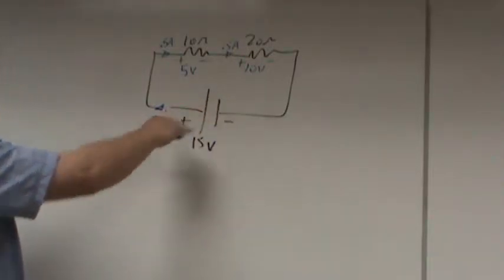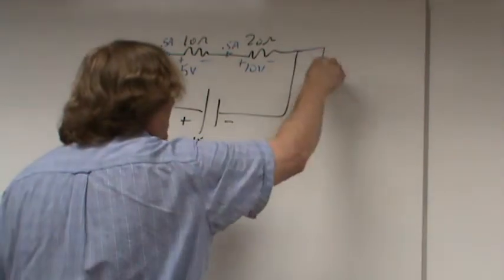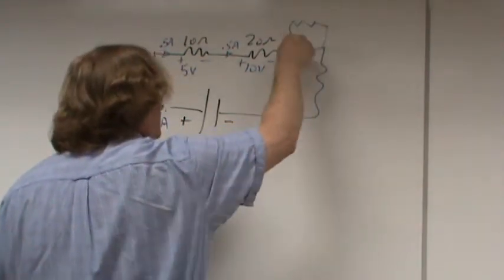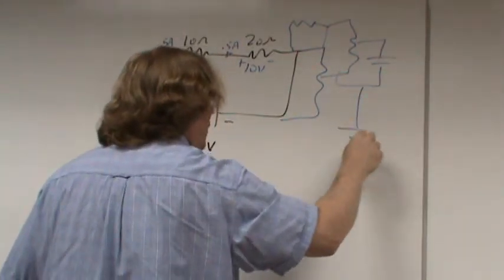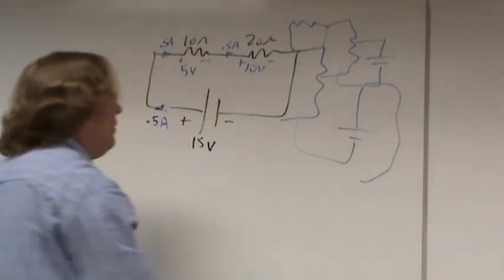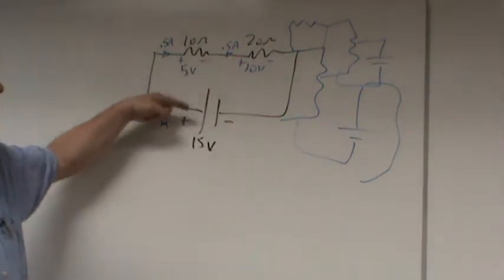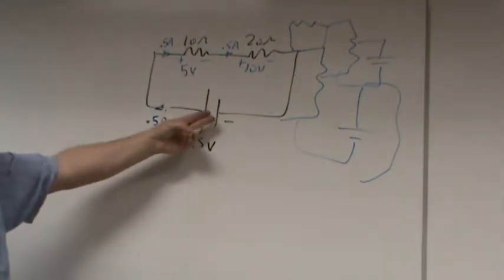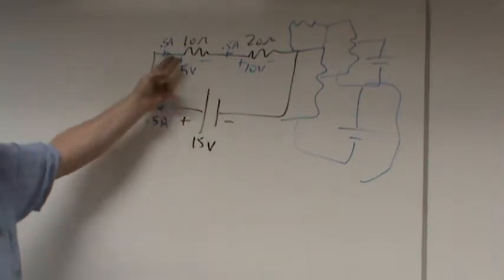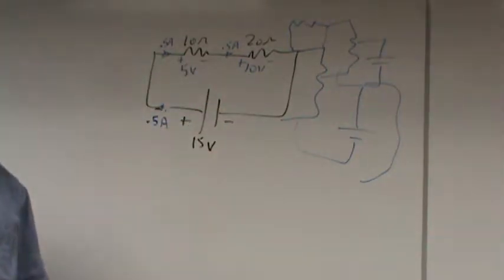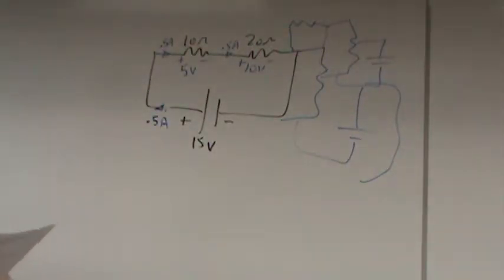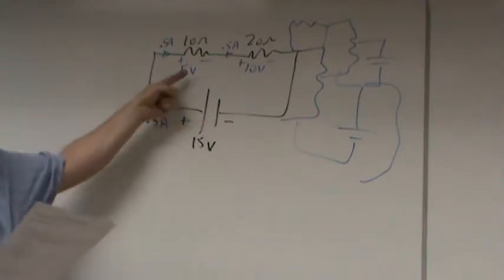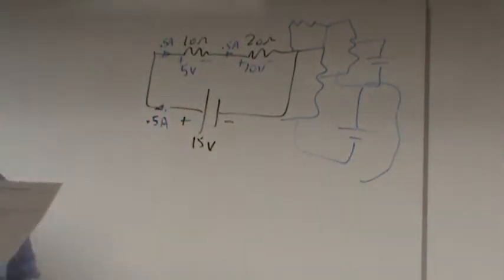And this would be true for this loop. Even if my circuit was more complicated, maybe even if I had a battery here and another battery here, it doesn't matter what I do for my circuit. In this particular loop, whatever voltage rise there is balanced by the voltage drops. Okay? No matter what else is happening with the circuit. And that's what Kirchhoff's loop rule says. For any particular closed circuit loop, the voltage rises have to be equal to the voltage drops.